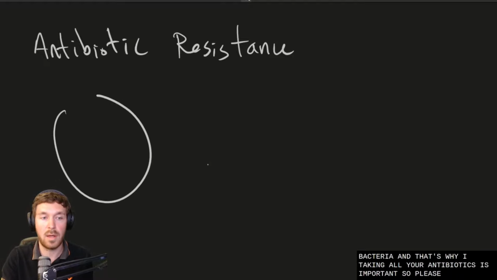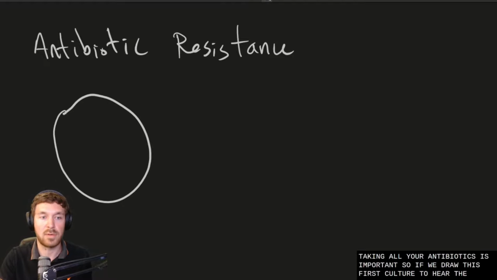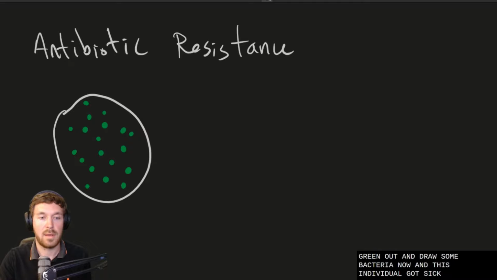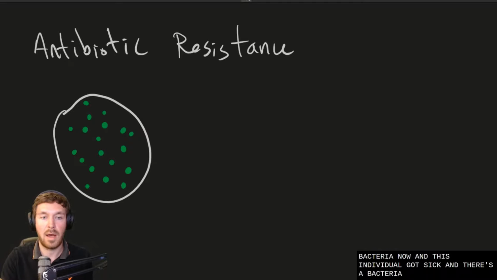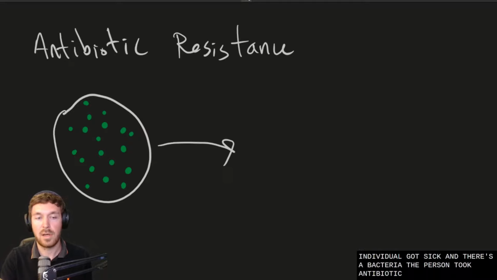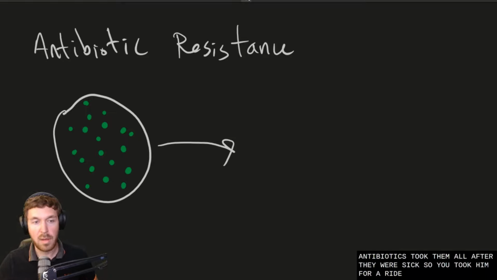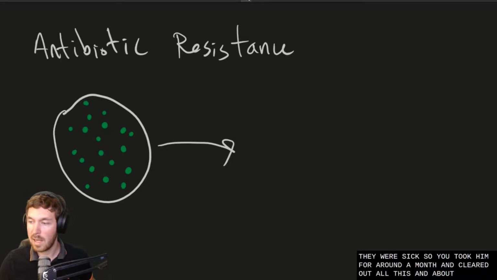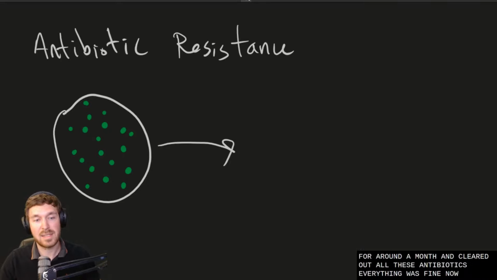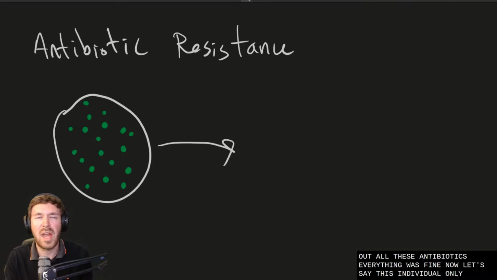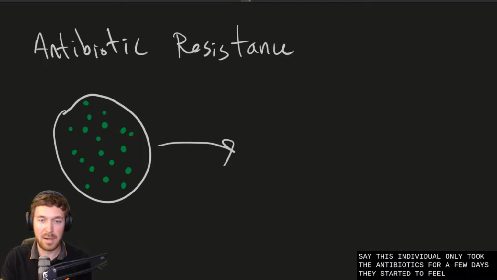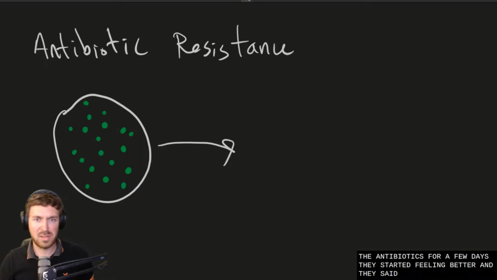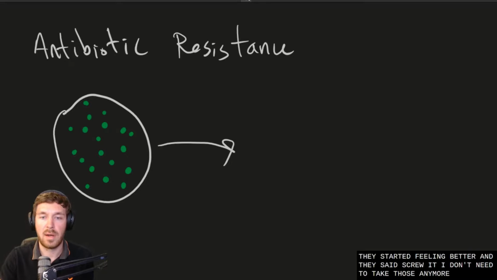So if we draw this first culture here, let's bring green out and draw some bacteria now. And this individual got sick. And there's the bacteria. The person took antibiotics, took them all after they were sick. So you took them for around a month and cleared out all these bacteria. Everything was fine. Now, let's say this individual only took the antibiotics for a few days. They started feeling better, and they said, screw it, I don't need to take those anymore.